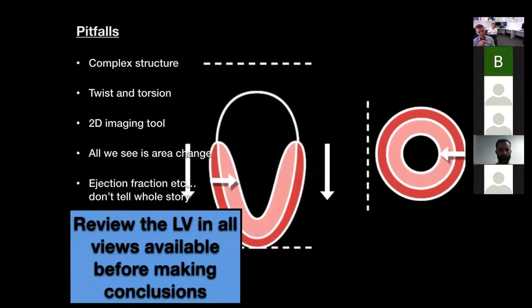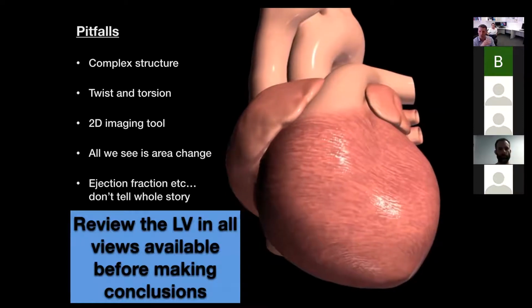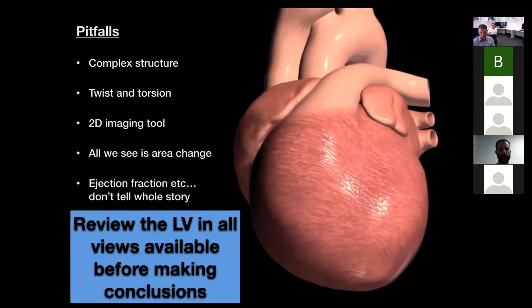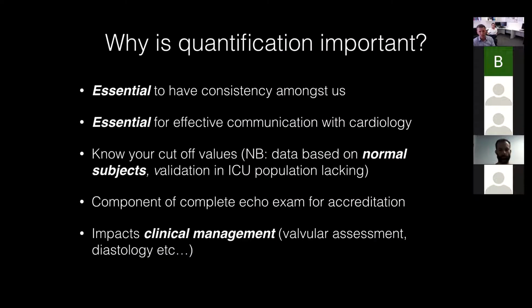And that if you've got an abnormality in one view, like you think the ejection fraction is down in a parasternal long axis view, you've got to go and check it out in your apical 4, 2, and short axis. Okay. So we've kind of gone through this already about why quantification is important, and it's mainly so that we can be consistent amongst us. We're consistent when we're comparing studies and when we're communicating with each other, all right?